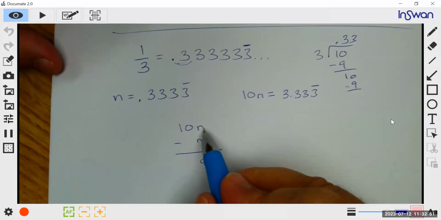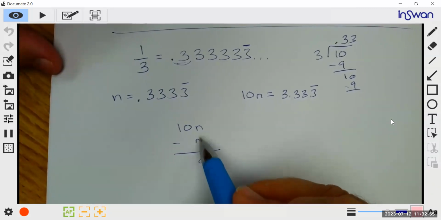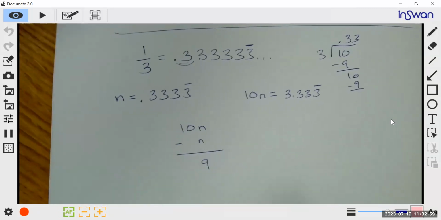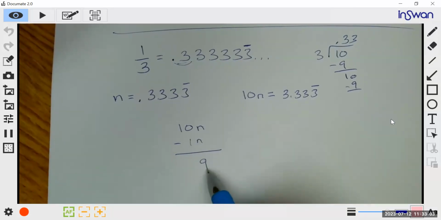It's like apples and oranges. If I had 10 apples and took away one apple, I have 9 apples left.